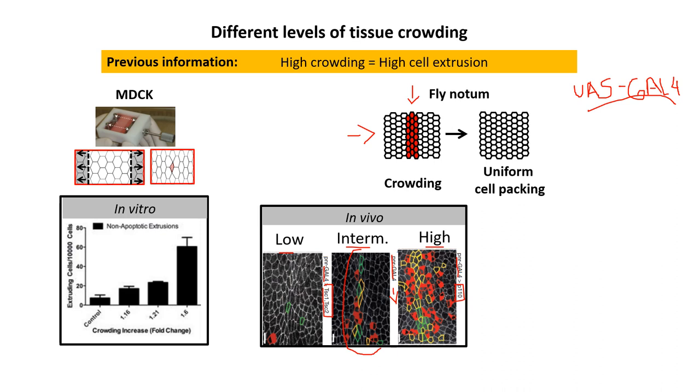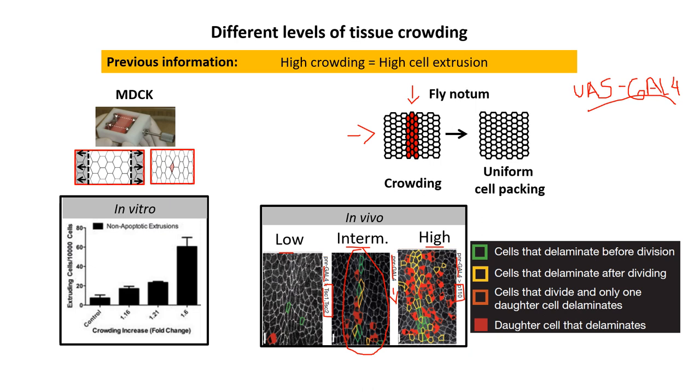Okay, just to remind you, green cells mean that the cells eliminate before division. This one, cells eliminate after division: cells divide and only have one daughter cell that delaminates. In other words, they try to study this connection between cell division and cell death. And it's very clear what is happening there.